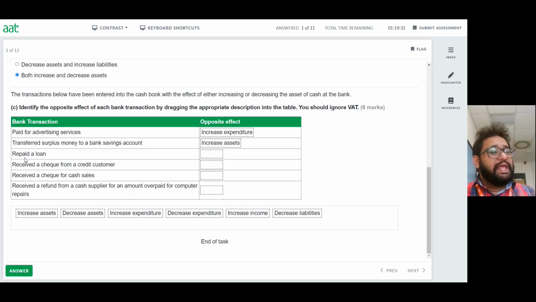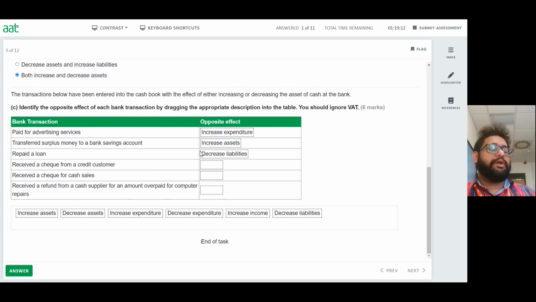The next one is repaid a loan. So when you repay a loan, money going out of your bank account reduces the assets, and also your loan account will reduce. Therefore, liability is going to be decreased as well, because your loan is a liability. When you pay your loan, that is going to decrease.